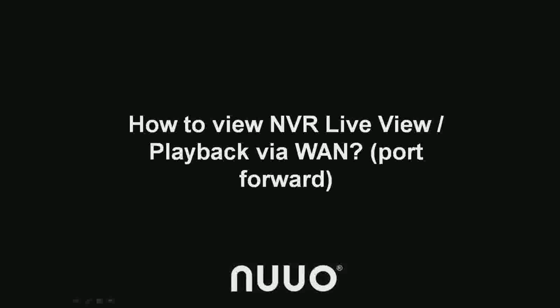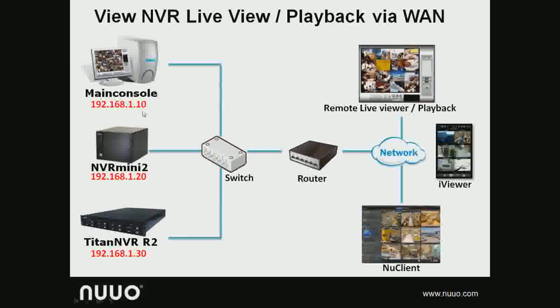Okay, in the last topic we will let you know which ports you need to set up port forwarding for in the router if you want to see the live view and playback via web. On this page, you can see there are 3 NUO NVRs with different private IP addresses. And if a remote user wants to use the remote live viewer and playback, or iViewer, or new client to see NUO NVR live view and playback via the internet, which ports must the user open?